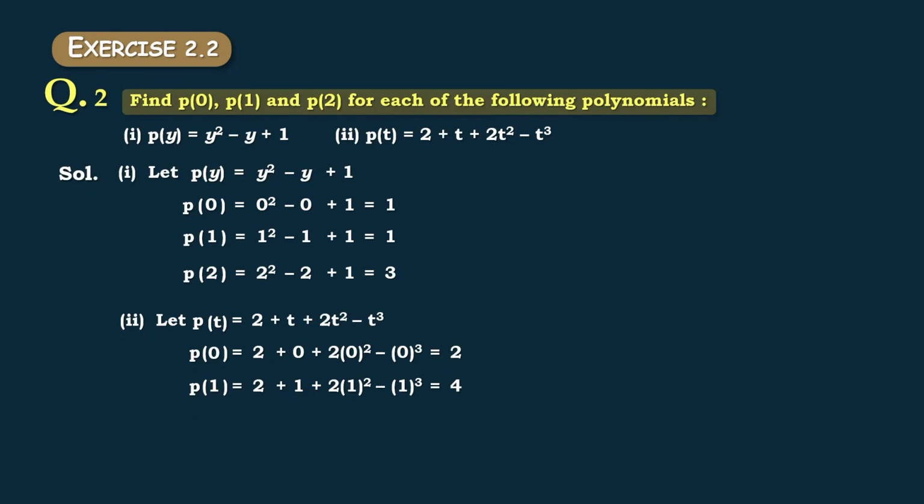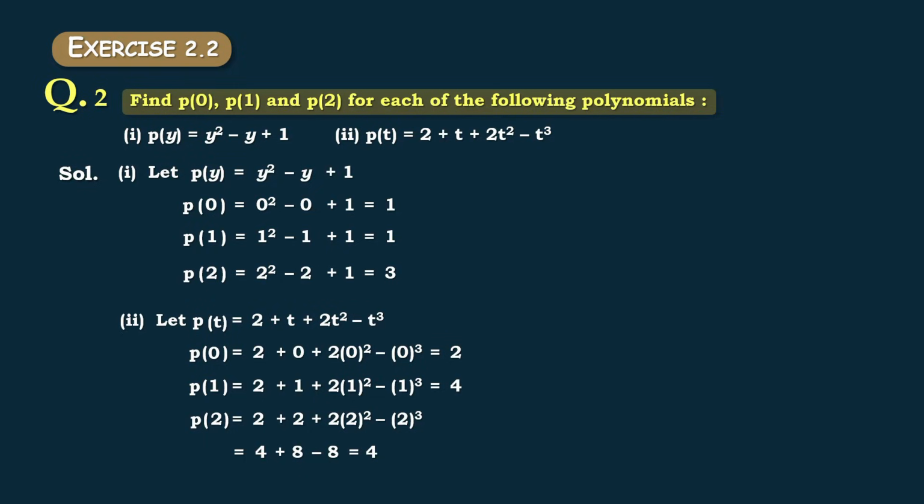So, the value of the polynomial at 1 is 4. Value at 2. Substitute 2 in place of t. 2 squared is 4. 2 cubed is 8. So we get 2 plus 2 plus 8 minus 8. 2 plus 2 is 4. 4 plus 8 is 12. 12 minus 8 gives 4. So, the value of the polynomial at 2 is 4.